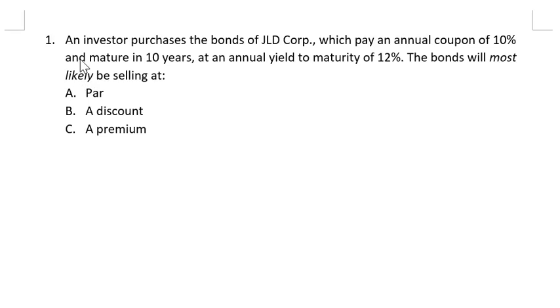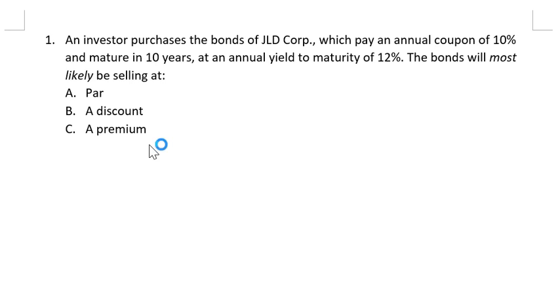Question 1. An investor purchases the bonds of JLD Corp, which pay an annual coupon of 10% and mature in 10 years, at an annual yield to maturity of 12%. The bond will most likely be selling at A. par, B. a discount, C. a premium.